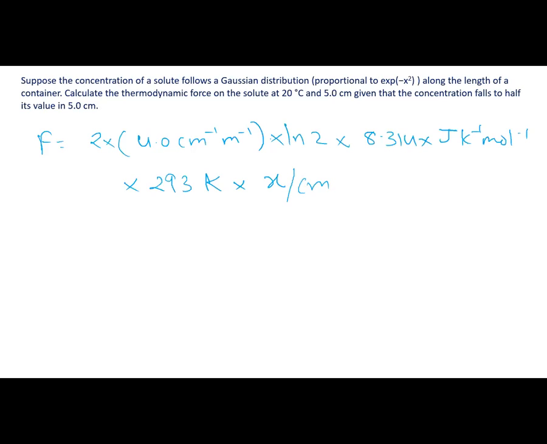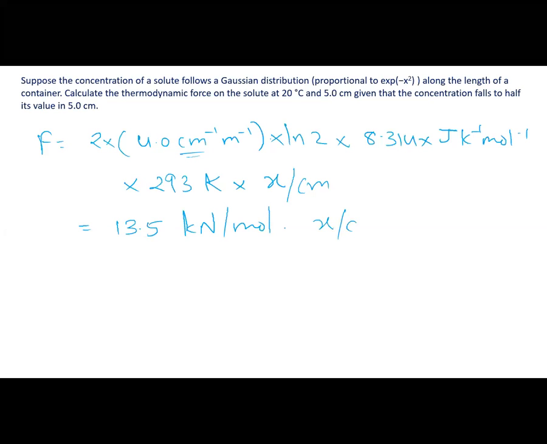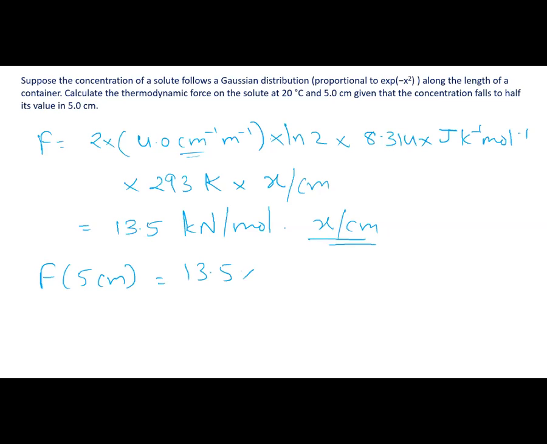So when we input the centimeters here, this 1 centimeter gets cancelled. That's the reason why I wanted to convert 1 centimeter to meters and keep the other centimeter inverse as such. So when you do this, you get 13.5 kilonewton per mole times x, which needs to be inputted in terms of centimeters. So for F at 5 centimeters, it's 13.5 times 5, which is equal to 67.5 kilonewton per mole. So that's the final answer.